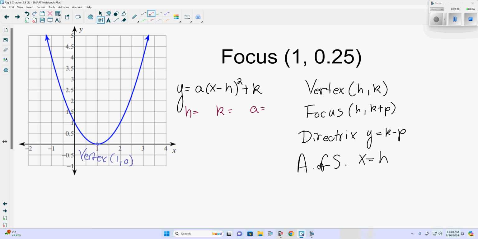Now it is kind of nice, they gave us the vertex, 1, 0, and they gave us the focus, 1, 0.25. So what is the value of h? H is 1, K is 0. And it's fine to have K is 0 or H is 0. We can have one or both of these be 0. That works out just fine. So now we're missing A, that 1 over 4P.